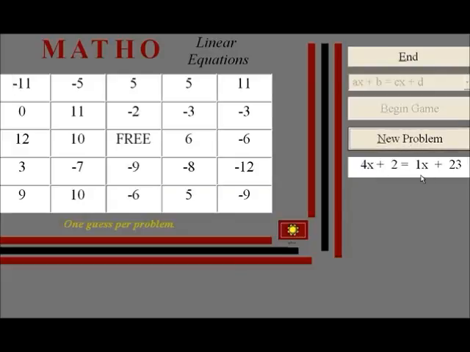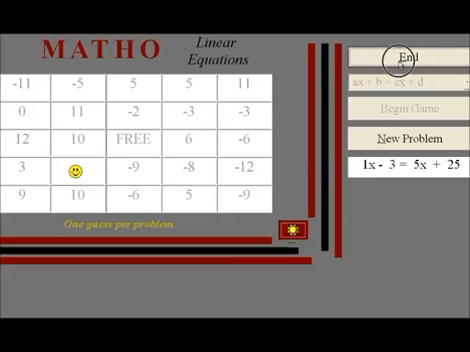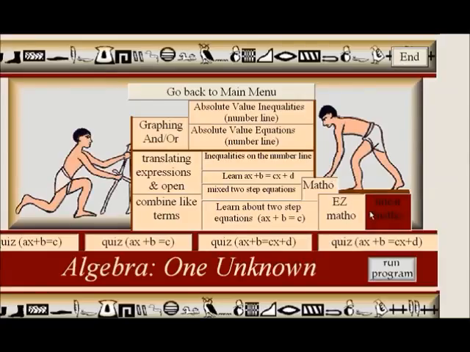If I hit new problem, it gives me a problem here, and then I have to work 3x is 21, x is 7. There's no 7. Click again. 4x is negative 28, negative 7. And if I get it right, I get a smiley face, and it plays like a bingo type game for you. So you can use those for review, these mathos of the various types, and the grading quizzes. So you might find that helpful.